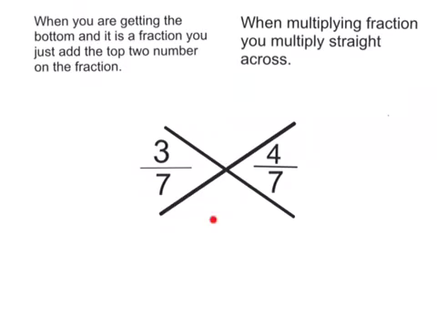When you are getting the bottom portion, you are going to add straight across. So 3 plus 4 equals 7. So it's 7 over 7, so it equals 1 whole. And that's how you get your bottom part.